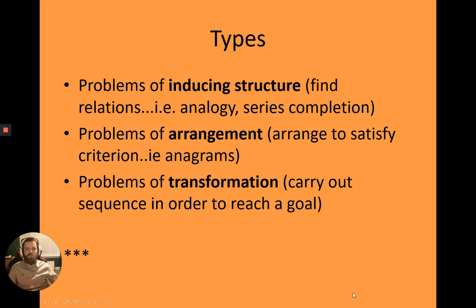So you have inducing structure, arrangement, and transformation. This basically means you're going to have problems about analogies, completion in a series. You've got arrangement, which is like playing Scrabble, trying to arrange things in a certain way. So an anagram is an example of that. And then transformation, which involves sequencing. I will show you some examples here.